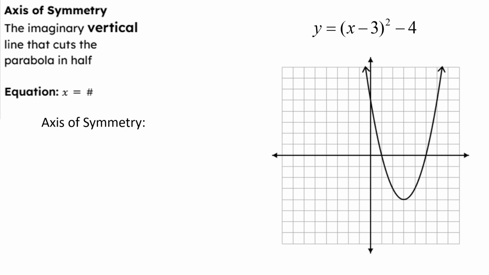So in this one here, if we look at the equation, y equals (x minus 3) squared minus 4, we know the vertex is 3, negative 4, so therefore we know the axis of symmetry has to be x equals 3. And that's just going to be that imaginary line that cuts that parabola right in half.